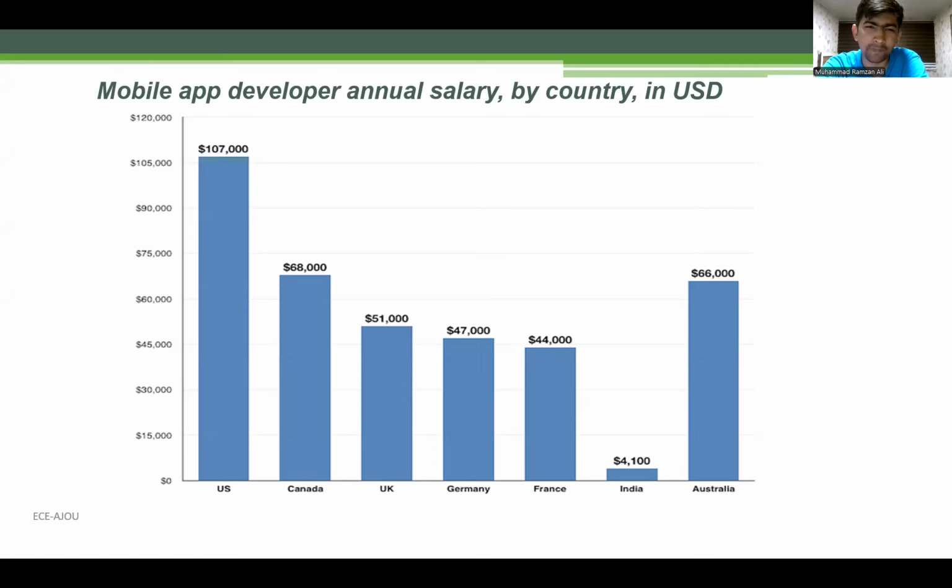But nowadays there is a lot of demand in the market for Android developers, and the salaries are high. So these are the major countries whose annual salaries are shown here. If you look at the graph, the USA is on top, then Canada, then the UK, Germany, France, and also India and Australia. In India and in Pakistan there are also different kinds of software houses. They work with international companies abroad, for example with the USA, UK and Canada. So they are doing jobs remotely from home.